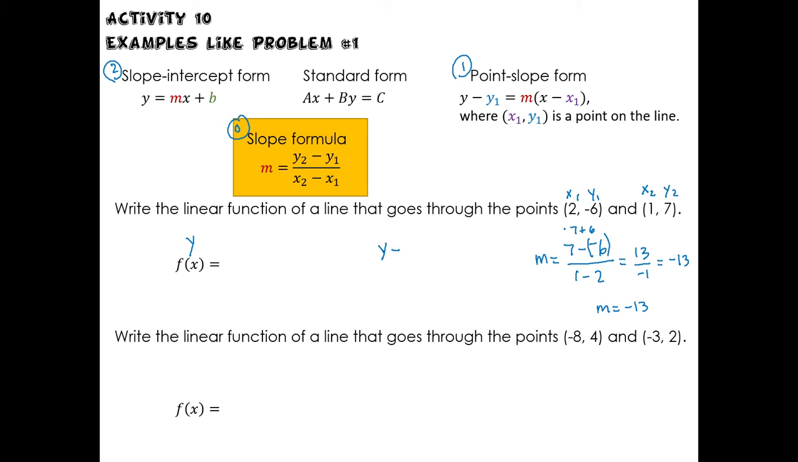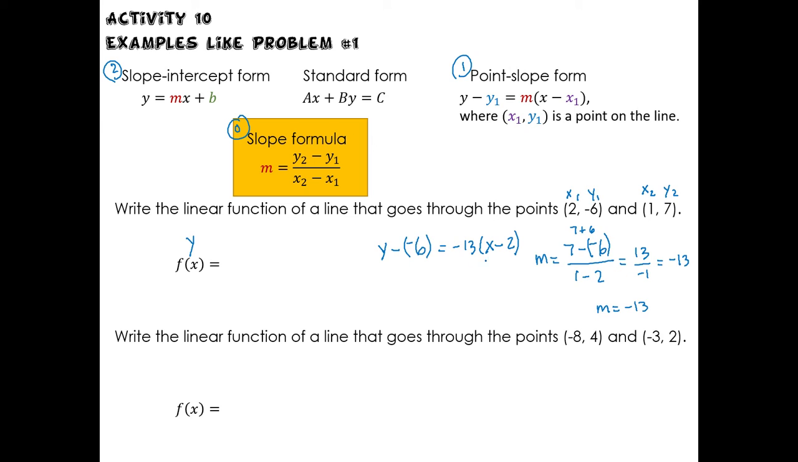So my y1 is -6. Just like with the slope, this minus is already part of that formula, so those are 2 different things. It is equal to m, which we found was -13, times x minus, and our x1 is this 2 right here. So now it's in point slope form. We're almost there, but we want to change it to slope intercept form so we can write it as a function like this.